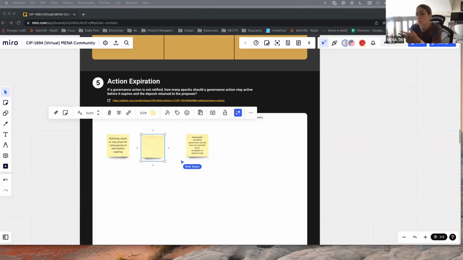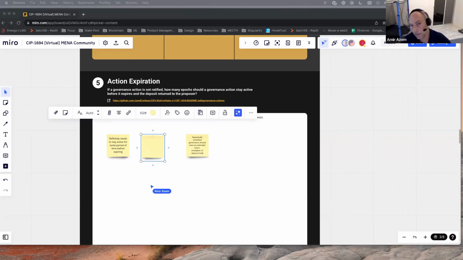Should it depend as well on the severity of the governance action? I don't know. Because what's the goal of expiring it after a number of epochs? I think the biggest consequence is the proposer doesn't get their deposit back.